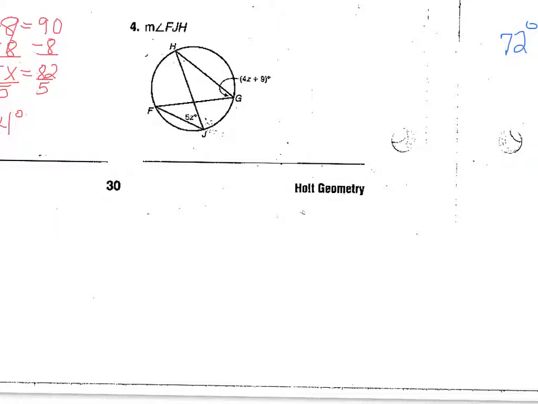Now in problem number 4, it says find the measurement of the angle FJH. Notice that they're giving us two inscribed angles that have a common intercepted arc. What can you say about those two angles? They're equal to each other. They should be the same measurement. So we let them equal each other: 5z equals 4z plus 9.